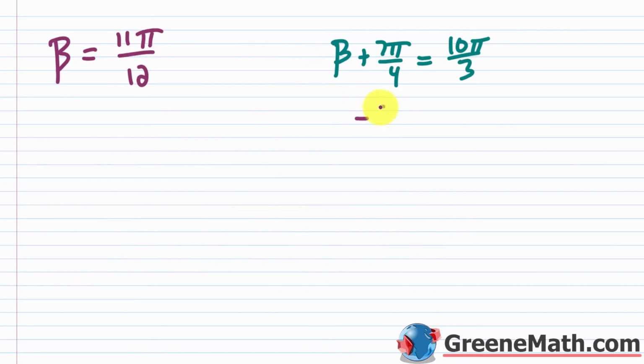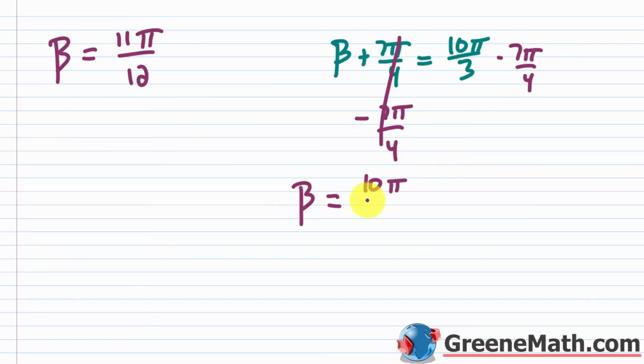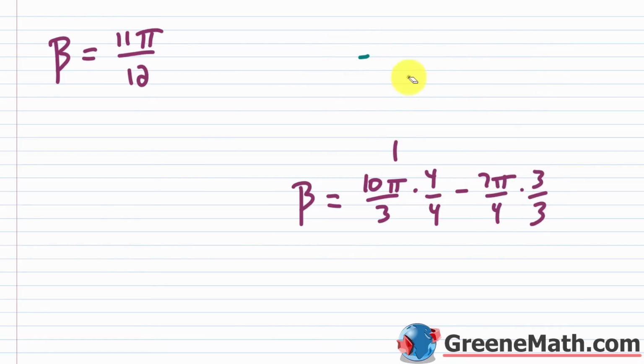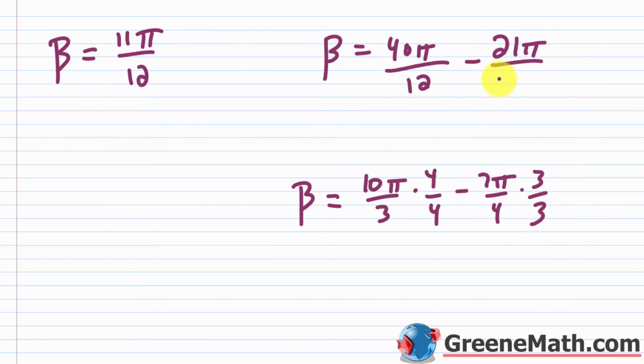So I'm going to subtract 7 pi over 4 away from each side of the equation. So that cancels. You get beta is equal to, let's go 10 pi over 3. I'm going to just multiply this by 4 over 4 now to get a common denominator, and then minus 7 pi over 4 times 3 over 3. So we will say that beta is equal to 10 pi times 4 is going to be 40 pi, and this is over 12, and then minus 7 pi times 3 is 21 pi. So 21 pi, and this is over 4 times 3 is 12.